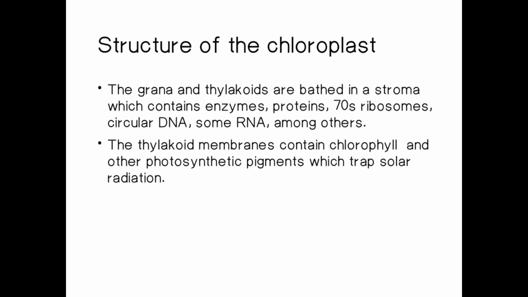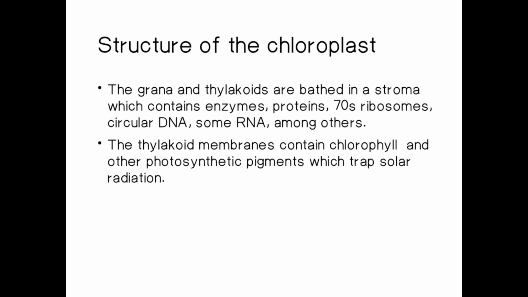If you look at mitochondria, it also has 70S ribosomes, it has circular DNA, it has double membranes, etc. However, it doesn't have thylakoids, because we shall see their role when it comes to the processes, the phases of photosynthesis.